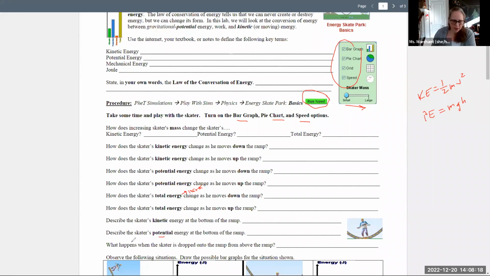Okay. What happens when the skater is dropped onto the ramp from above the ramp? Same thing. It doesn't matter if they're on a hill or not. You are still conserving energy. And so your energy is changing from one form to the other.